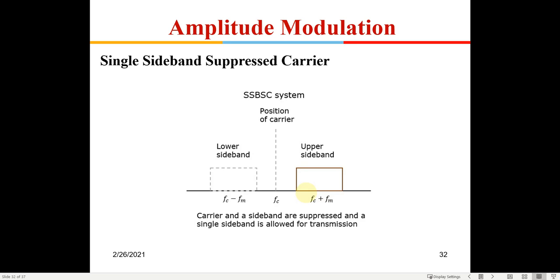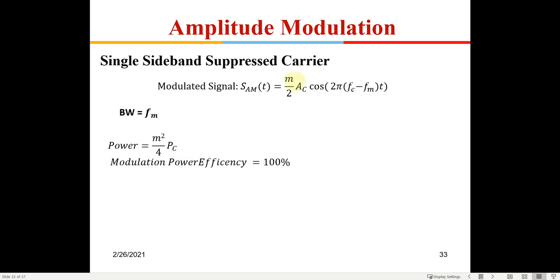Okay, so now if you have to understand, only one of the sidebands is being sent. In this example, only the lower sideband is being transmitted. So the bandwidth becomes FM and the power becomes m square by 4 instead of m square by 2 for a double sideband, and 1 plus m square by 2 for an AM. Then it became m square by 2 in the double sideband, and now it is further reduced to m square by 4.